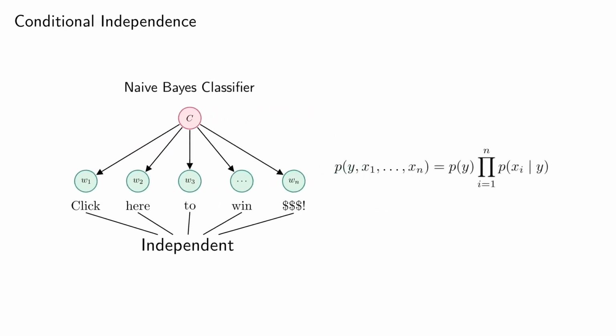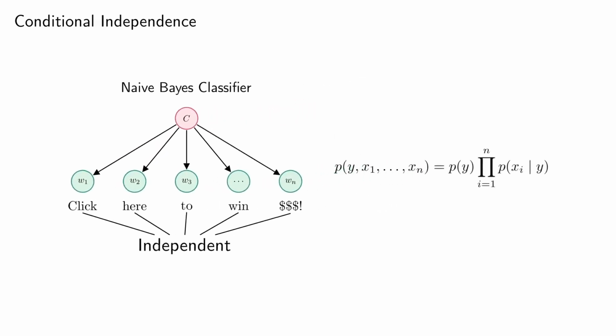The graph now gives a much smaller factorization as seen on the right. The left side of this equation is the joint distribution over the class and every word feature, and this is equal to the prior probability of the class before reading the words, multiplied by the product of the likelihood of each observed word conditioned on the class.